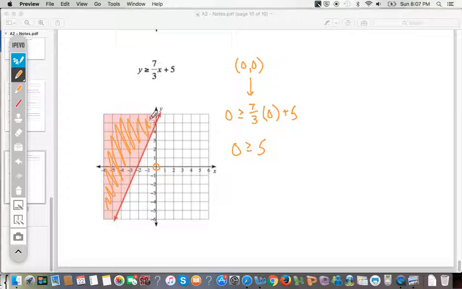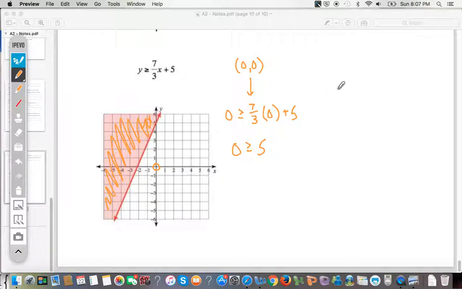Okay. This also means that, let's say I wanted to pick the point negative 100, 100, so I'm somewhere way up over here on the graph. Okay. That point would be true. If you were to plug that point into this equation, this inequality would be true.